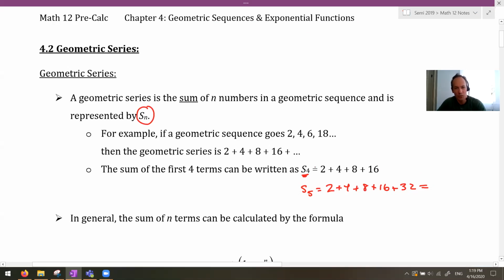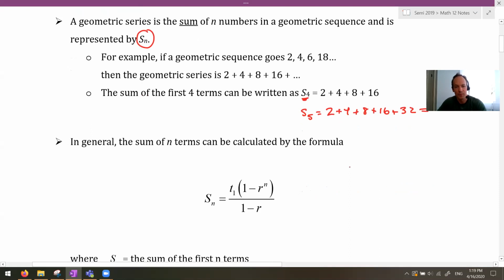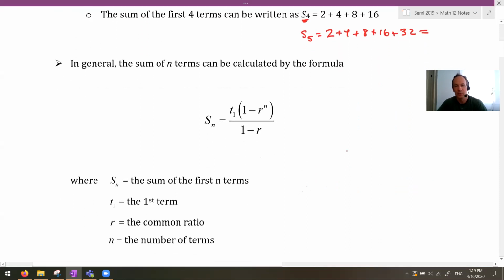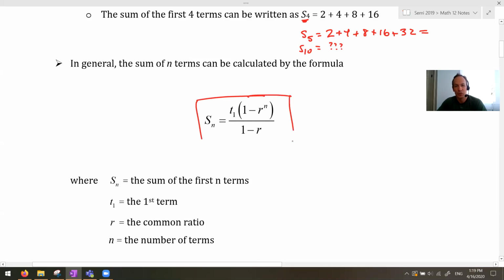So let's have a look at this formula. This is the next piece here. If you actually tried to do all of this, this is not that hard. I mean, we could go 32 plus 16 plus 8 plus 4 plus 2. But if I start asking you questions like, what's the sum of the first 10 terms? You'd be like, ugh. So this formula here is going to help us out an awful lot.